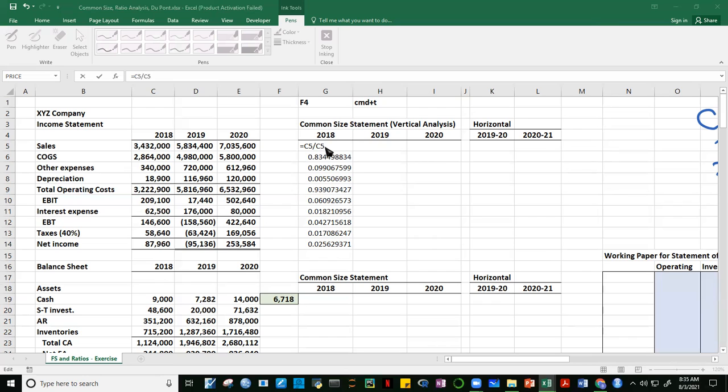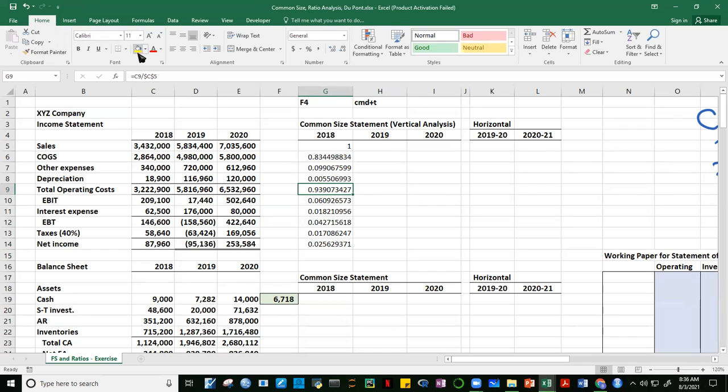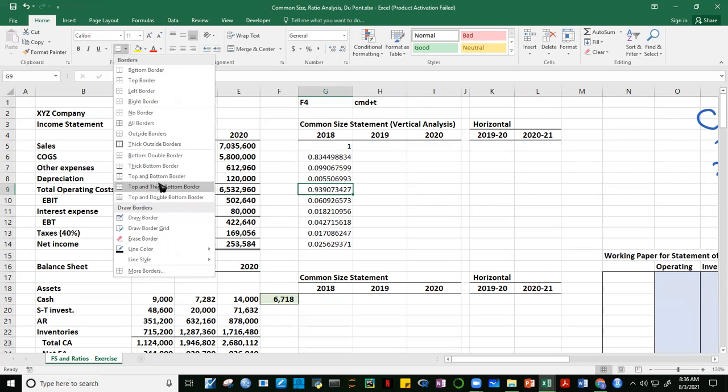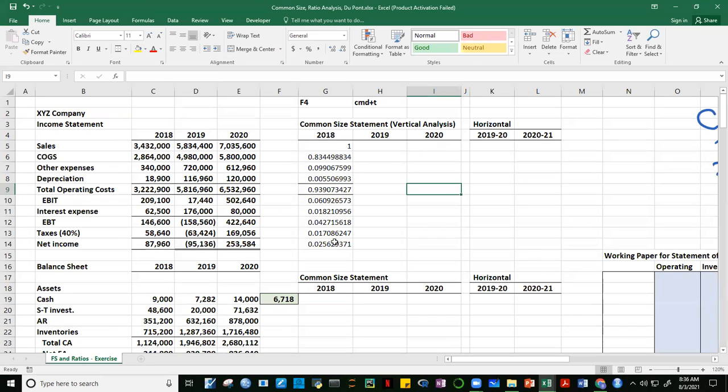Okay, thank you, Theo, also. Okay, Control Enter. So copy down. There we go. Okay? We'll add the border later.